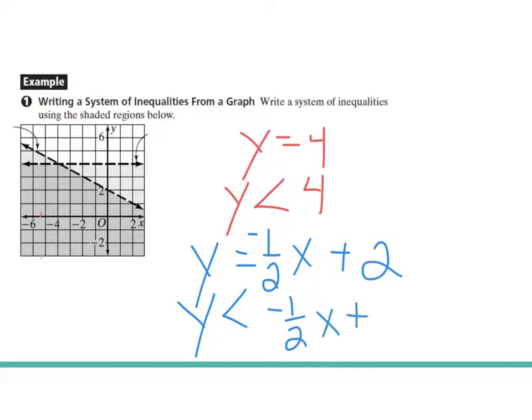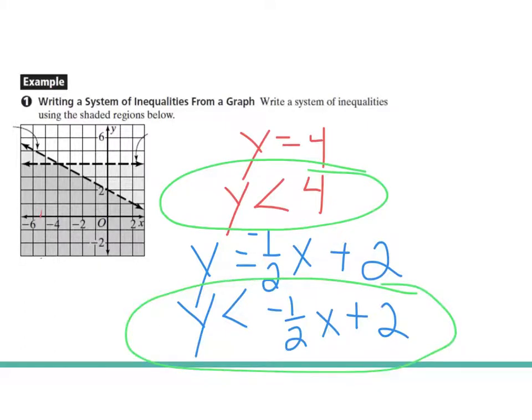So that is the system, okay? It's going to be what I'm circling in green here. That and that are your two inequalities that represent this system of inequalities that is graphed for us.